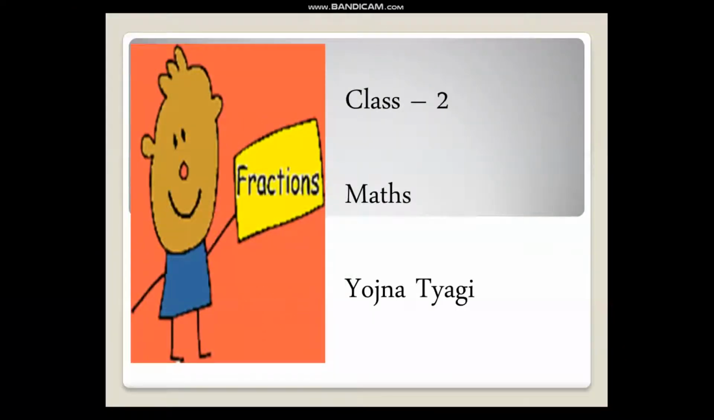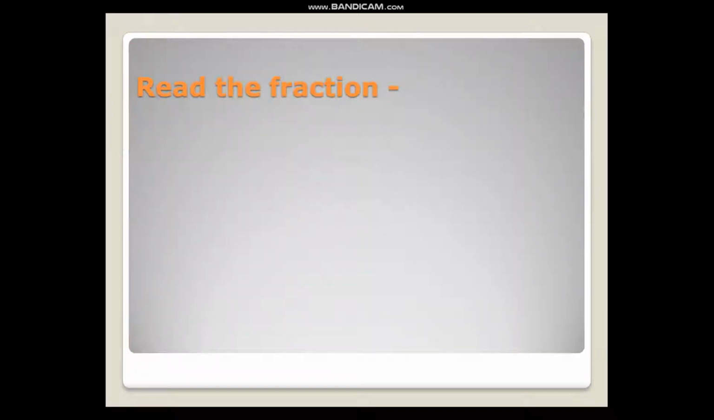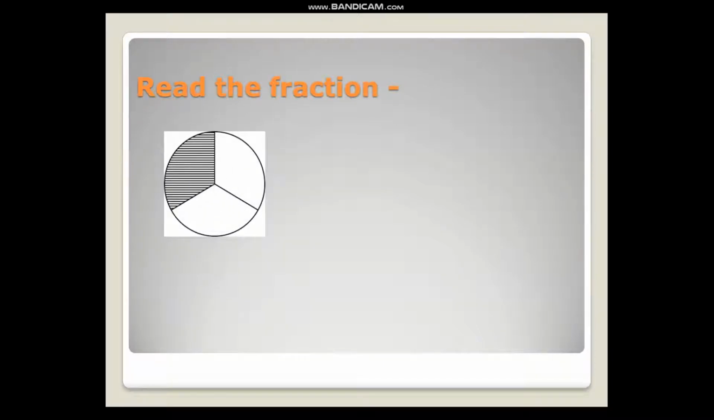Let us start today's class of fractions. Children, today we are going to know how to read the fractions. When some figure or some shape is given to us, then we have to read the shaded part. See, this is a figure which has one part shaded, and here we have total 3 parts and only one part is shaded. So how can we read this fraction? That one part out of total 3 parts are shaded.